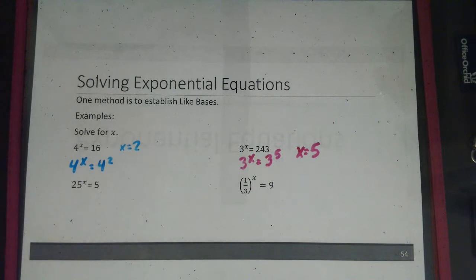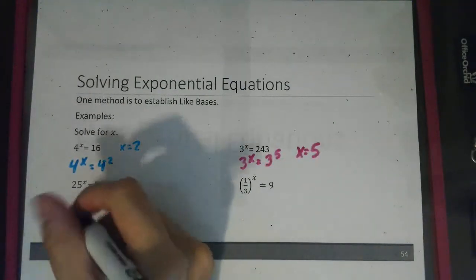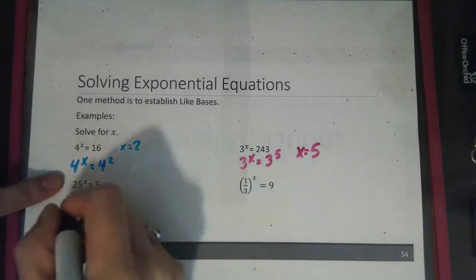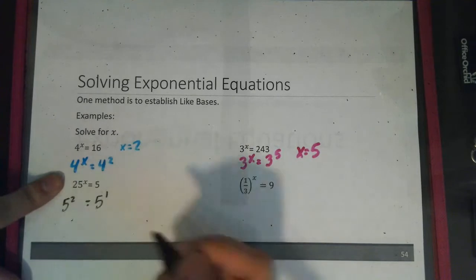Next up, we're looking at 25 raised to the x power is equal to 5. You might want to jump to the conclusion that x equals 2, but that is not the case. Notice that the exponent x is on the 25. I want to see if I can write both of these with the same base. Well, 5 is 5 to the 1st power, and 25 is 5 squared.